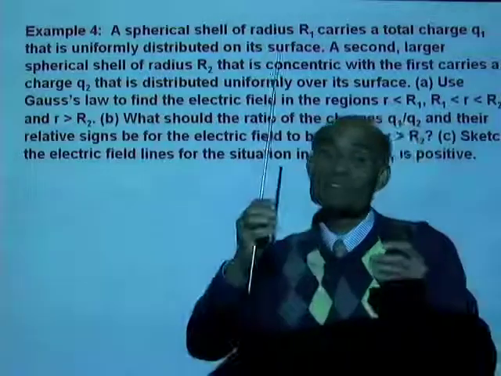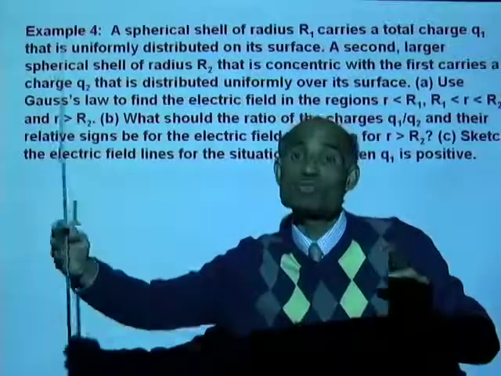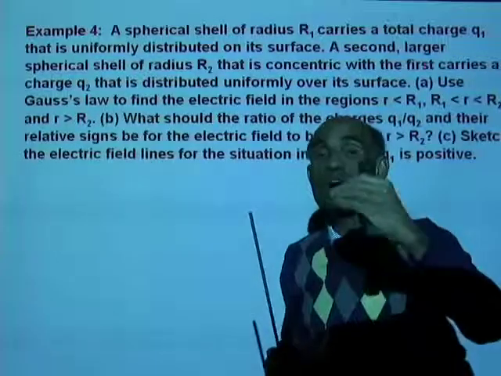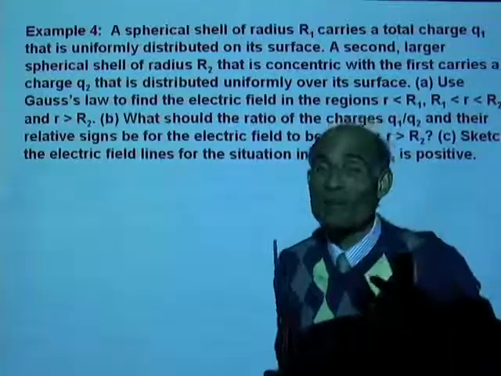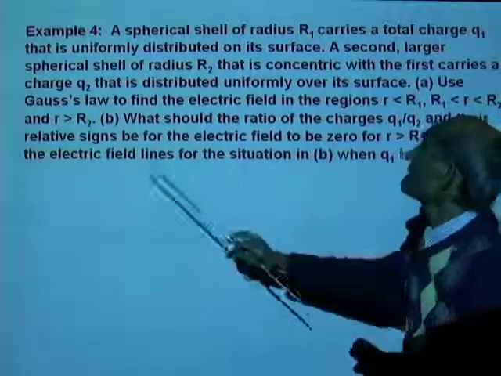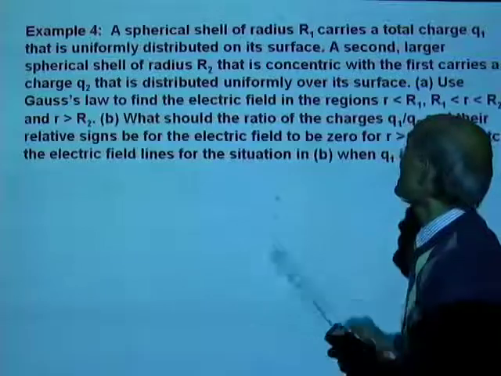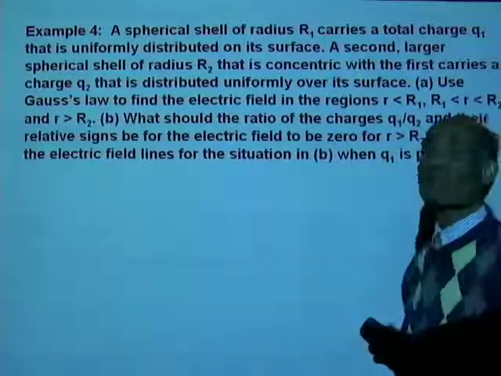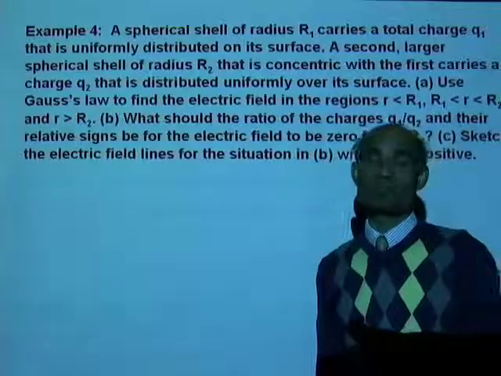If you want the electric field to be 0 outside the system, what must be the ratio of the two charges and what must be their signs? And finally, sketch the electric field lines for the situation in B when Q1 is positive.